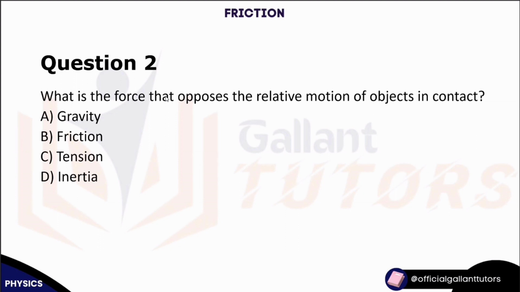So question 2: what is the force that opposes the relative motion of objects in contact? That opposes. In short, this is more or less like the definition of what? Is it gravity? No. Friction? We don't know yet. Let's see. Tension? No. Inertia? No.